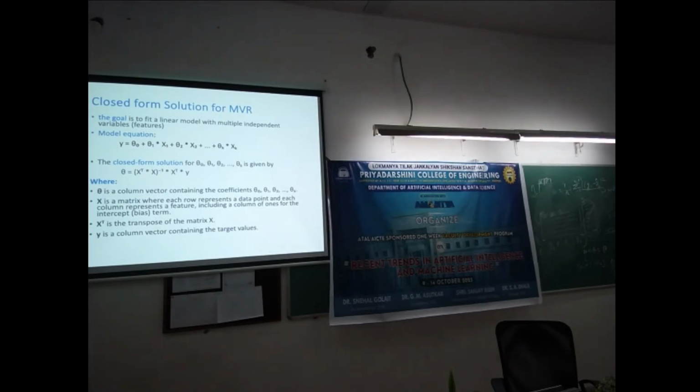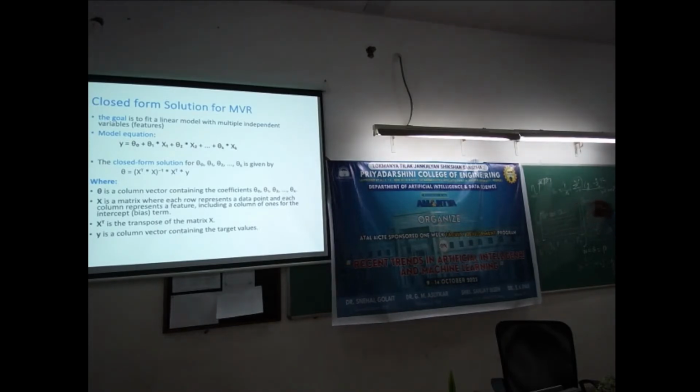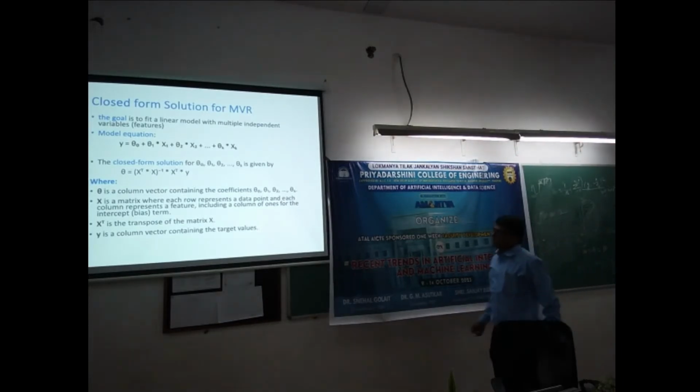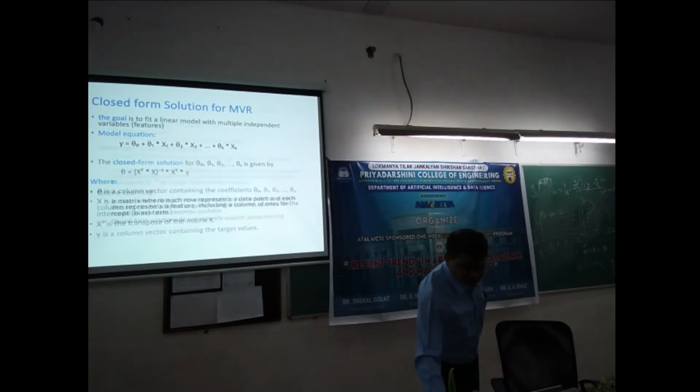How have you found theta? By using linear algebra matrix operations, matrix inverse and transpose. So you have got theta, and once you know all the theta, you can find out y. So given a student, you can predict his salary y. So this is a closed form solution. X is a matrix, X transpose is its transpose, and y is a column vector containing the target values or labels that you already know because we have the data.